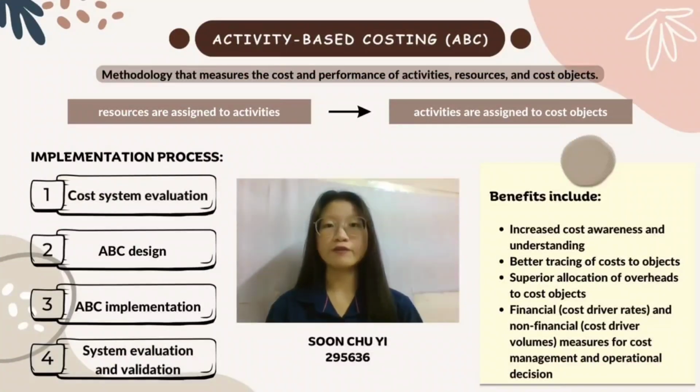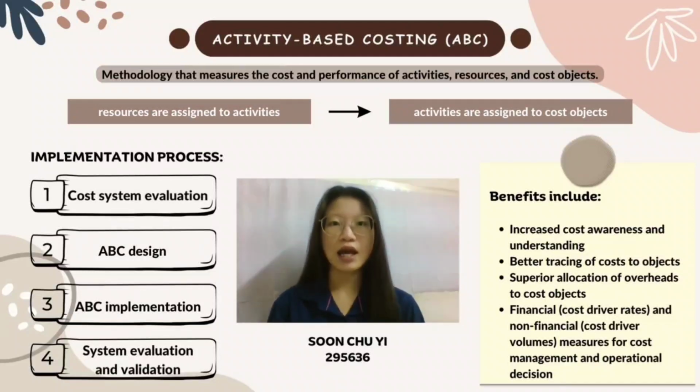I would like to continue with a discussion about activity-based costing and activity-based management, whether they are classified as one part or separately. Let's start with activity-based costing, also known as ABC. It is defined as a methodology that measures the cost and performance of activities, resources, and cost objects. Specifically, resources are assigned to activities, then activities are assigned to cost objects based on their use.